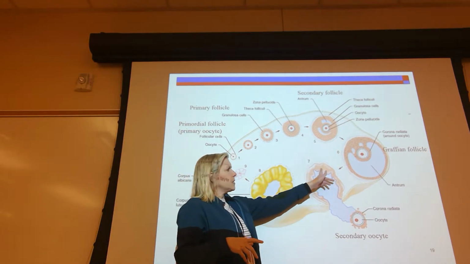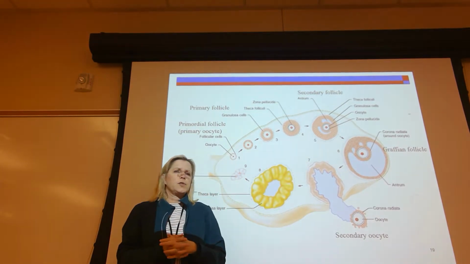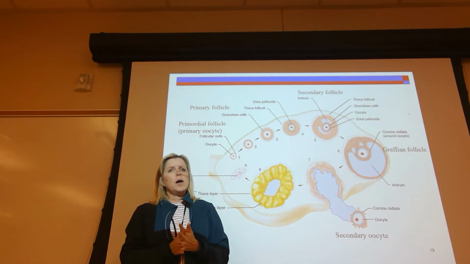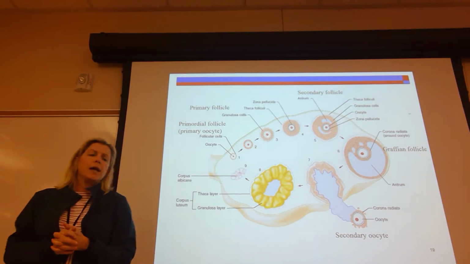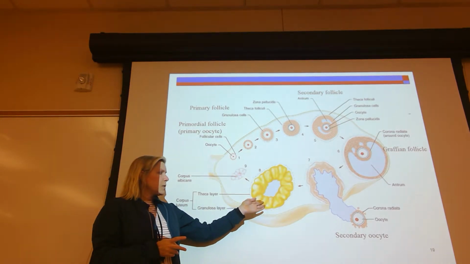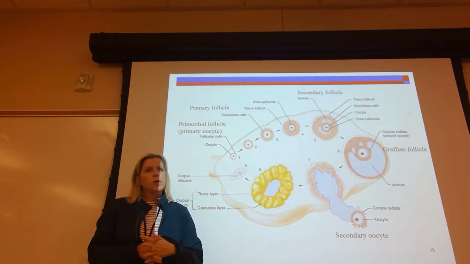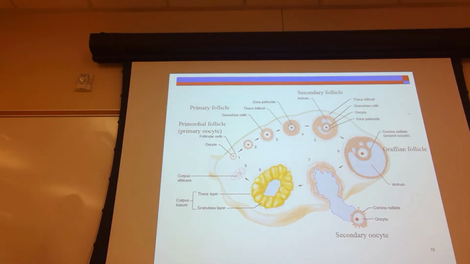The granulosa cells continue to produce estrogen and progesterone. Their job is to sustain the pregnancy should one occur, and that is the corpus luteum. And then if there is no pregnancy, eventually it will be replaced by connective tissue, scar tissue, and it's called corpus albicans.